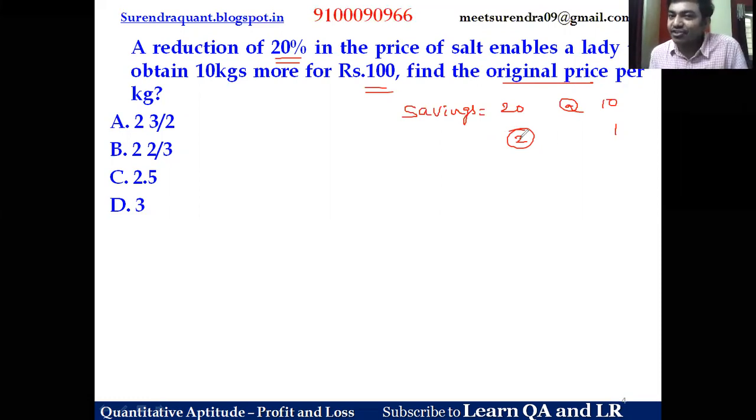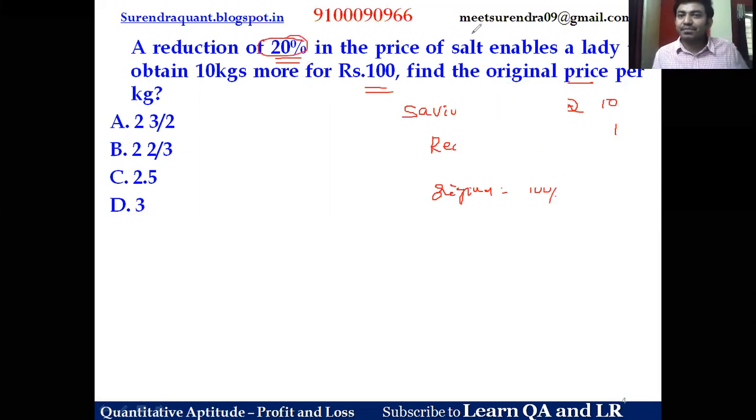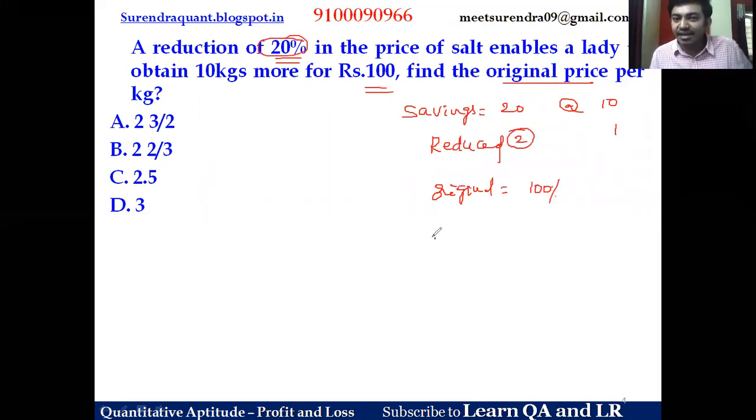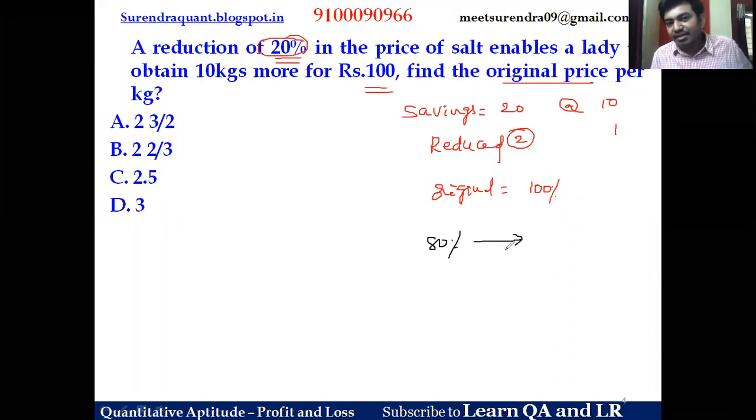So this is the reduced price, right? Then what is the original price, friends? Let us consider the original price is 100%. If 20% is reduced, what is the decreased price? Decreased price is 80%, right? And that 80% is the reduced price, 2 rupees here. If 80% is 2 rupees, what is the original price? 100% is what?